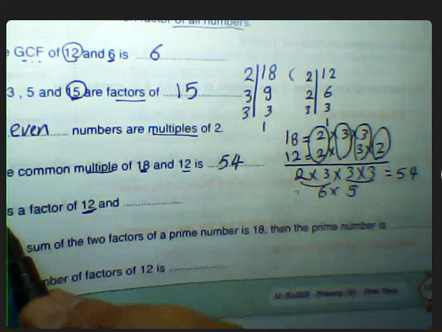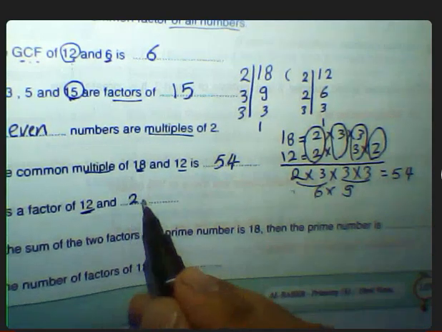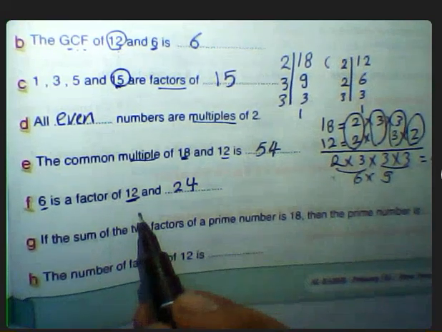6 is a factor of 12 and what? 12 can be divided by 6. And 24 can be divided by 6. So 6 is a factor of 12 and 24.